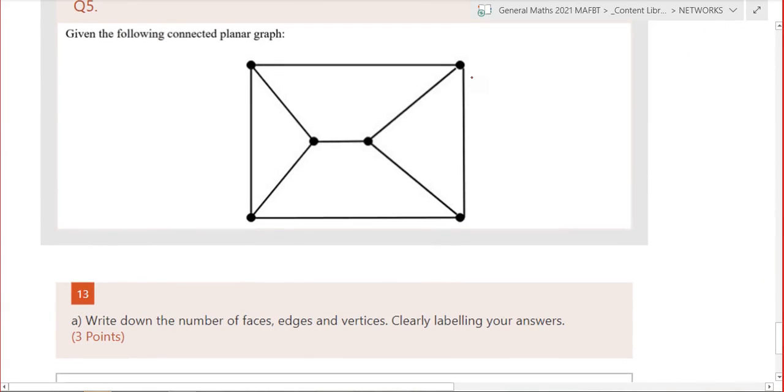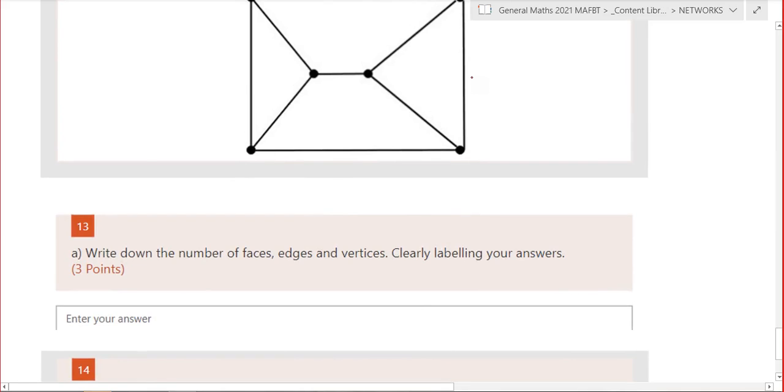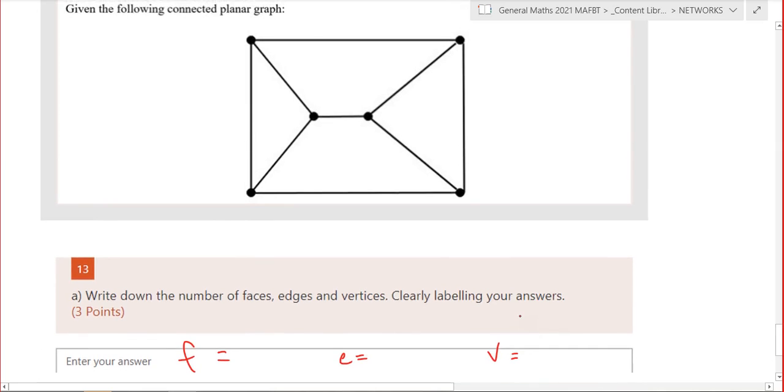Alright, given the following connected planar graph, write down the number of faces, edges, and vertices, clearly labeling your answers. Alright, so you're looking at how many faces, how many edges, and how many vertices. Okay, so faces, let's count. You've got 1, 2, 3, 4, and you've also got 5 on the outside. Remember, the outside counts as a face. How many edges? 1, 2, 3, 4, 5, 6, 7, 8, 9. There should be 9 edges.